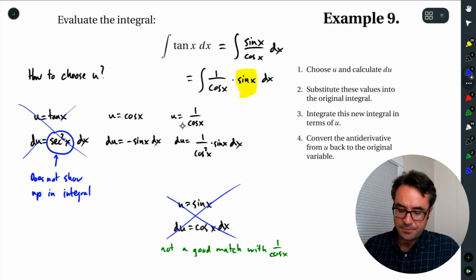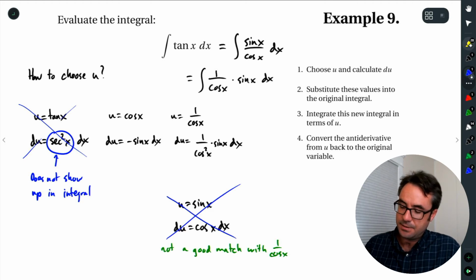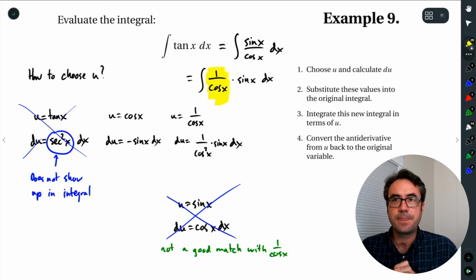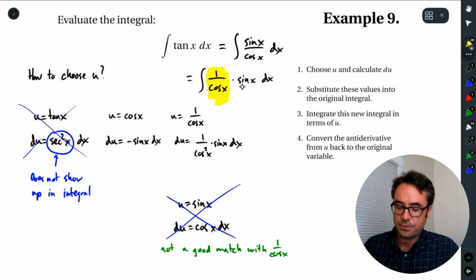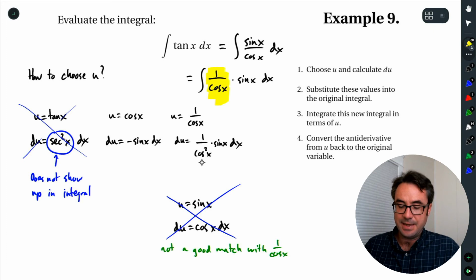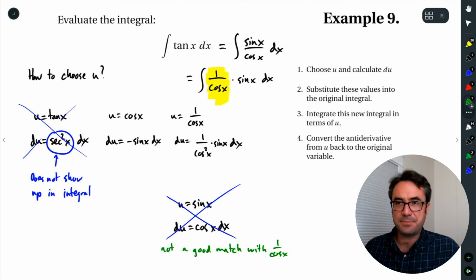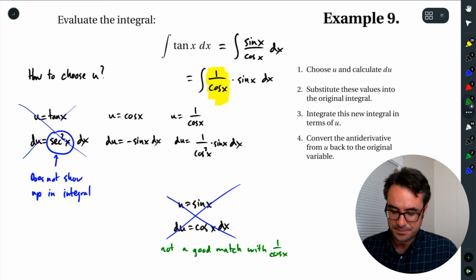And then same thing, if we go to this substitution, if we're going to try 1 over cosine x, that means this fraction is going to be taken care of. And then we're just matching these leftover terms. My leftover term in the integral is sine x dx. And if I compare that, I have this 1 over cosine squared x times sine x dx. So there's more going on here. Again, it's not a particularly good match.